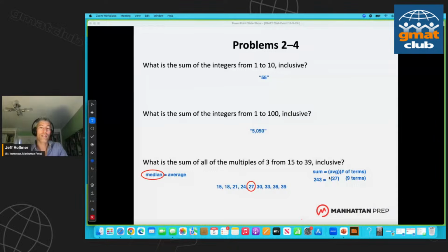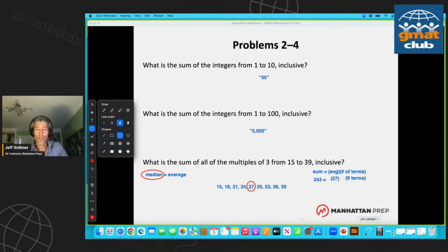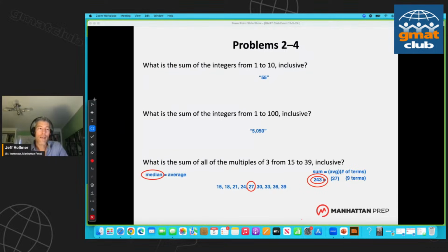All right, so this would be 243. I don't have that in quotes, but I'm going to put it in a double circle so we know that's the answer here. Okay. And so this is an interesting relationship between median and average, and when they can be the same and how we can use them.